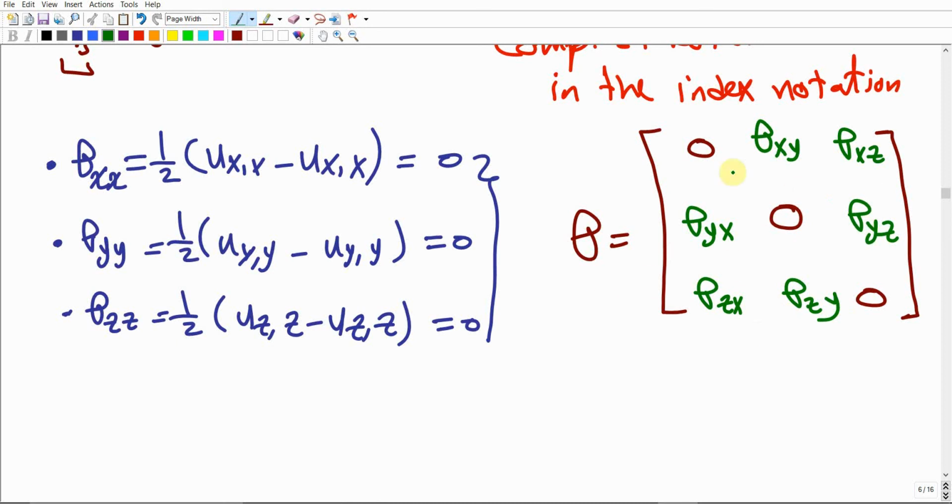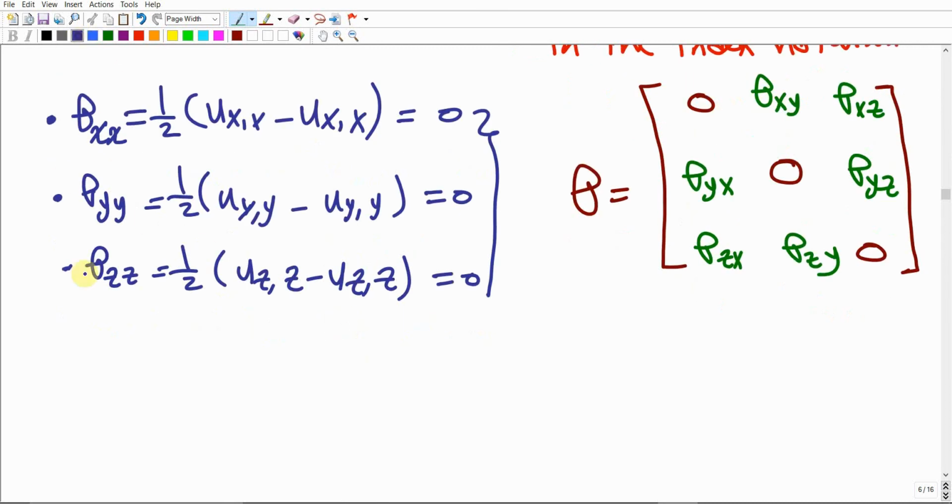These off diagonal components do have values, but there is a relation between them. In the symmetric tensor, these two components were equal, but for the skew symmetric tensor, theta xy will be negative theta yx. So they're going to have the same value but different sign. So let us demonstrate this point.